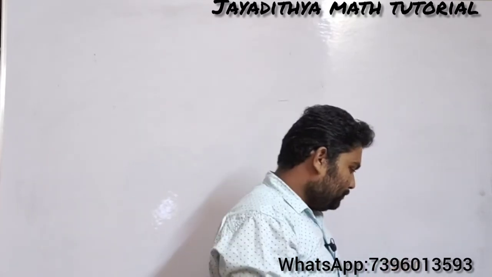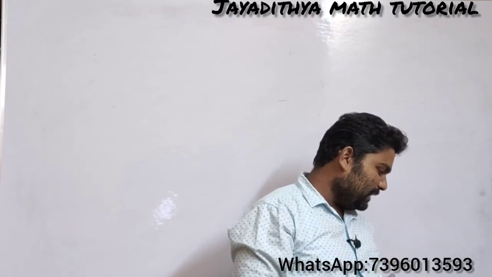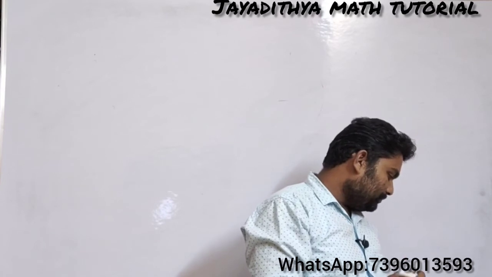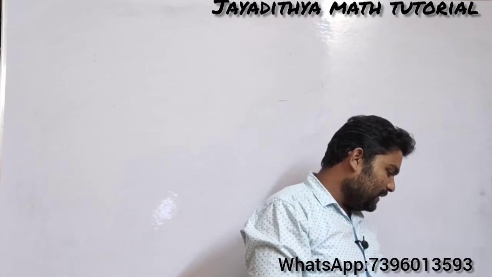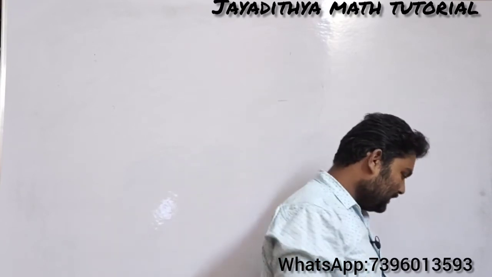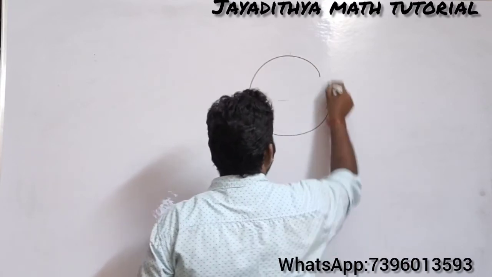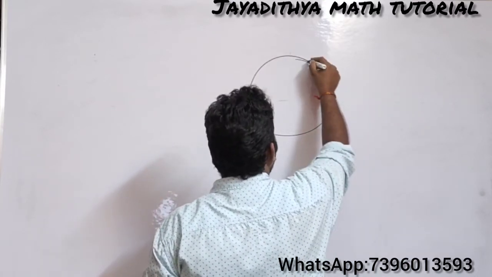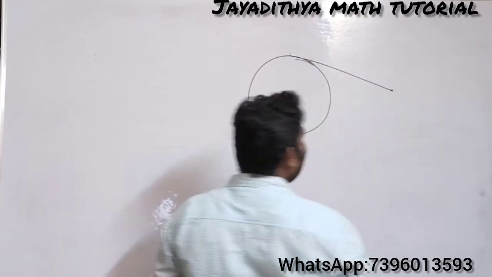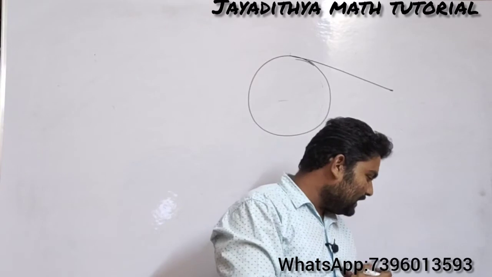A tangent PQ at a point P of a circle of radius 5 centimeters meets a line through center O at point Q such that OQ is equal to 13. Find the length of PQ. See here, a tangent PQ at a point P of a circle. So there is a circle. He is telling that there is a tangent PQ, and he is mentioning one thing that is very, very important here. You should understand the question clearly here.